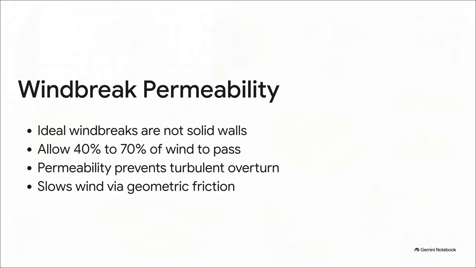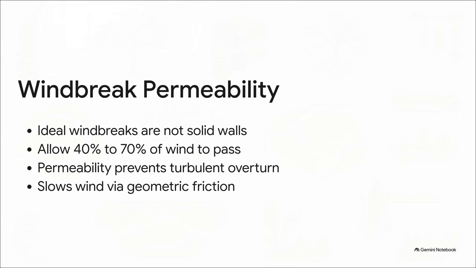And here is where the aerodynamics get beautifully counterintuitive. The ideal windbreak is actually not a solid wall at all. You might think you want to stop the wind completely, right? But an effective windbreak actually needs to be permeable. It needs to let 40 to 70% of the wind pass right through it.